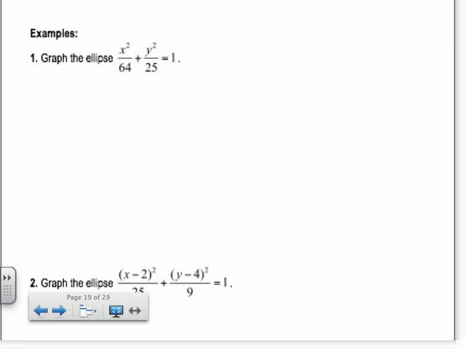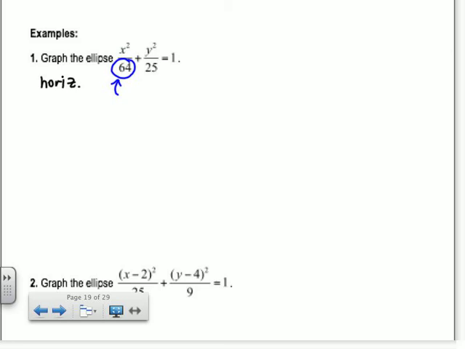So it says graph the ellipse x squared over 64 plus y squared over 25 equals 1. Right when you see that, you should know if it's going to be horizontal or vertical. So what is it? Horizontal, right? That's because your 64, your bigger number, is under the x value. So it's going to go out further along the x.